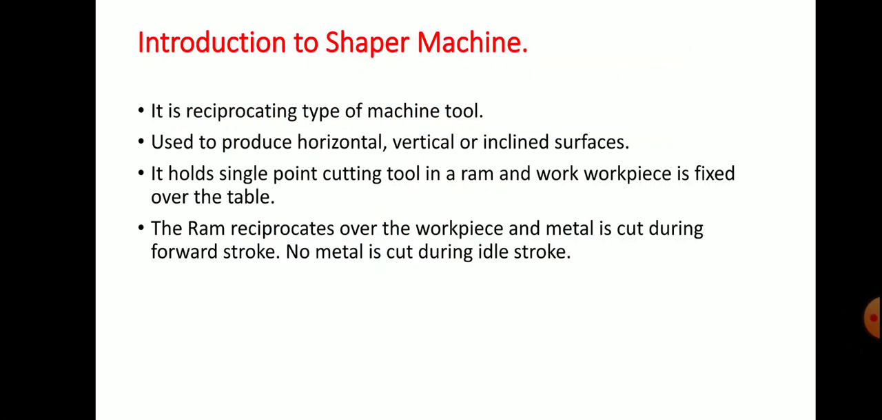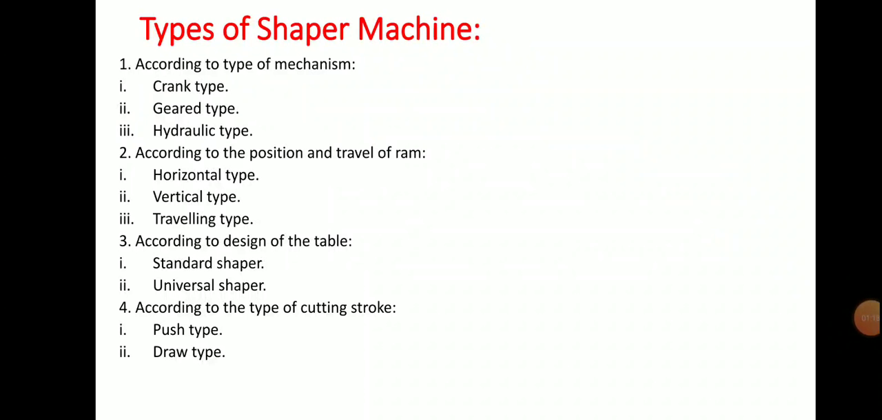Coming to the introduction part of shaper machine, the shaper machine is a reciprocating type of machine, basically used to produce horizontal, vertical or inclined flat surfaces. It holds a single point cutting tool on the ram and the workpiece is fixed on the table. The ram reciprocates over the workpiece to remove the metal during the forward stroke, that is also known as the cutting stroke. In the return stroke, no metal is removed, that is known as the idle stroke.